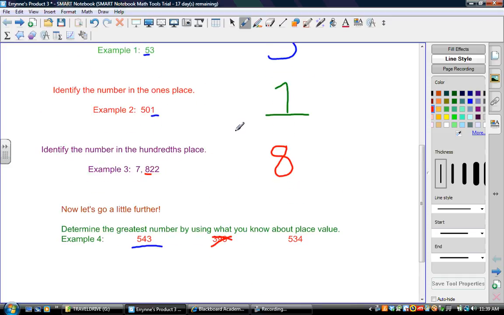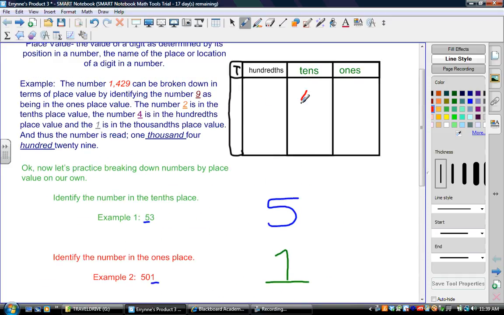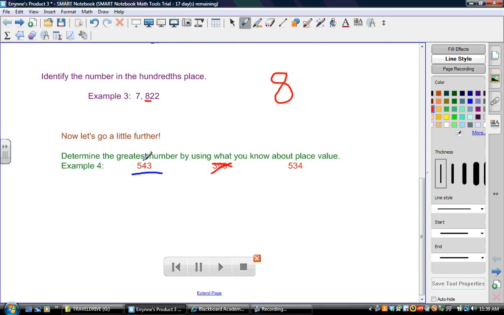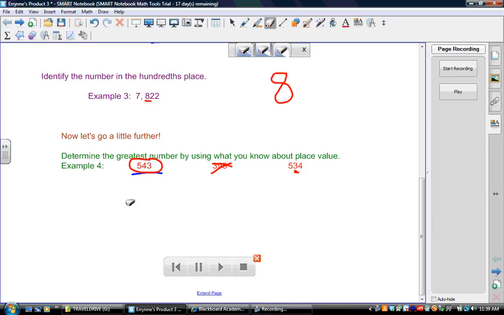4 tens, let's go back up here. 4 tens is greater than 3 tens, right? Because it's more. And then 3 ones and 4 ones. Now, 4 ones is greater than 3 ones, but we've already identified that 4 tens is greater than 3 tens. And thus, he got the number 543 as the greatest number. And he determined that by using what he knows about place value. Excellent, friends. You guys have done a great job.